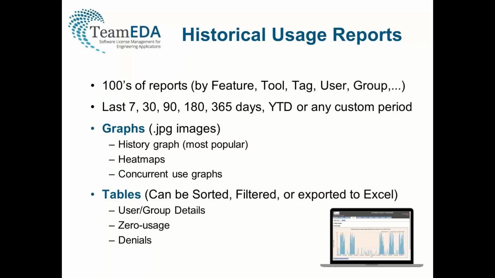So that was the current checkout reports that LAMUM provides, and then there are historical usage reports. These history reports help you identify the patterns or trends in usage. There are hundreds of reports that can be generated using LAMUM based on the feature, tool, user group, etc., and also based on the time period, like 7 days or 30 days or a year to date, or any custom time period that you want. And all these reports are in the form of a graph, which is a .jpeg image, or tables which can be downloaded to Excel format.